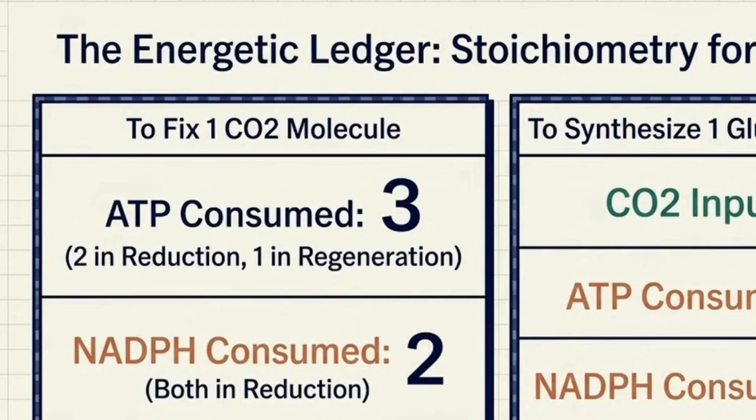This energetic ledger lets us tally the final mathematical accounting of these transactions. Looking at the microcost on the left, fixing just 1 CO2 molecule costs a total of 3 ATP, 2 in reduction, 1 in regeneration, along with 2 NADPH.